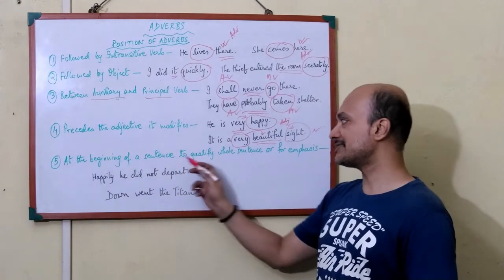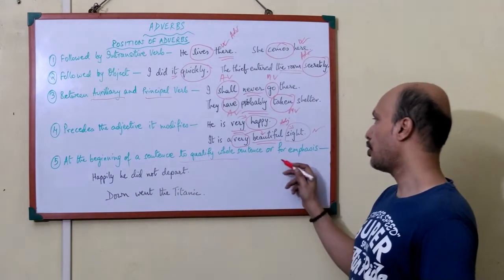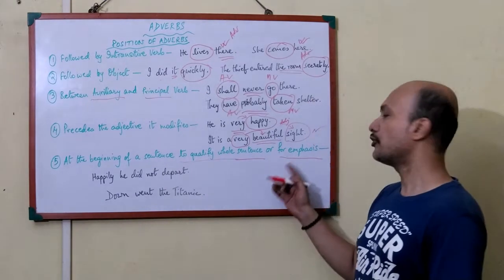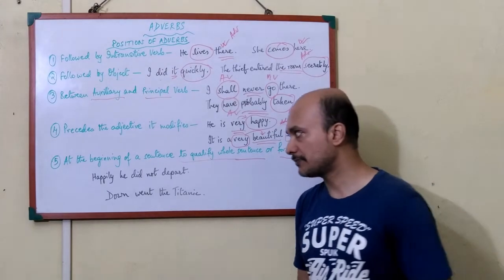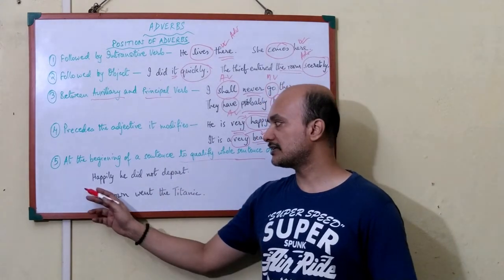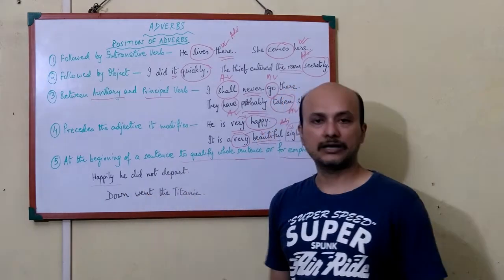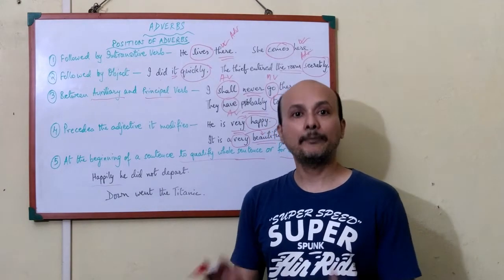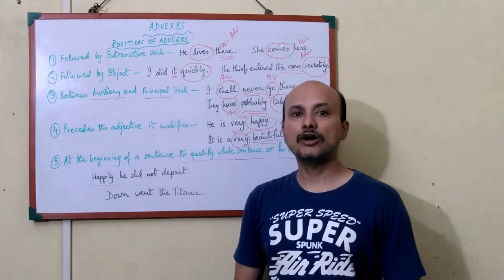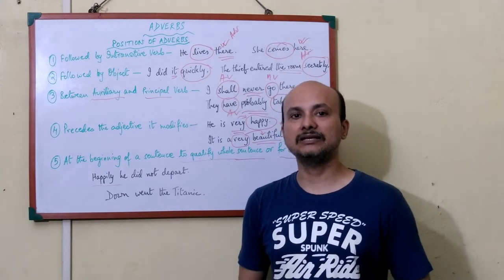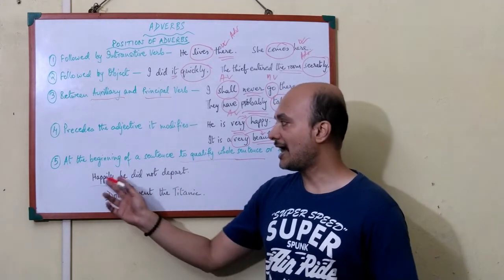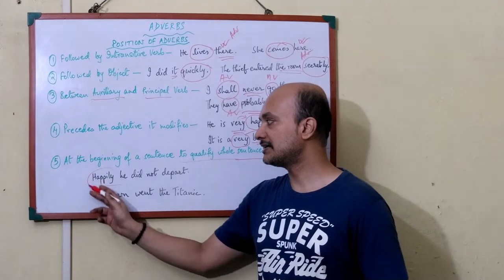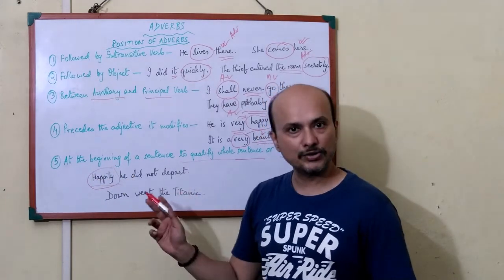Last one. At the beginning of a sentence to qualify whole sentences or for emphasis. So first is to qualify the whole sentence or for the sake of emphasis. Let's see the example. At the beginning of the sentence, the word written is happily. Happily he did not depart. So it is qualifying the whole sentence. Why? He did not depart. How? Happily. It's a good thing that he did not depart. So happily here stands for qualifying the whole sentence. Written at the beginning of the sentence, it qualifies the whole sentence.